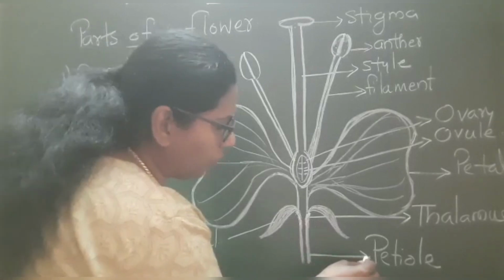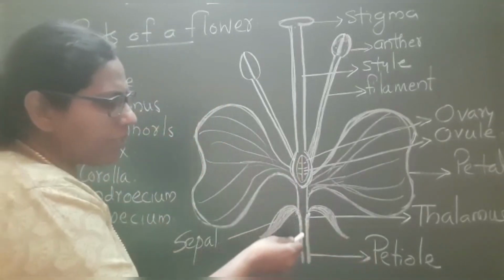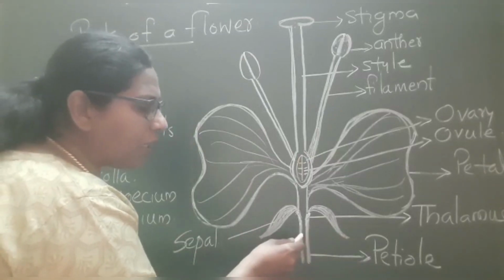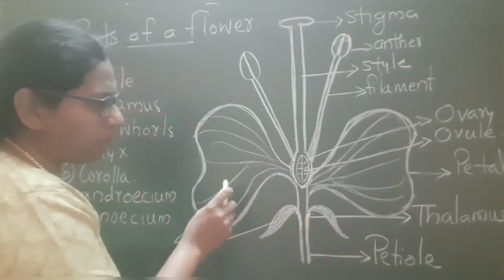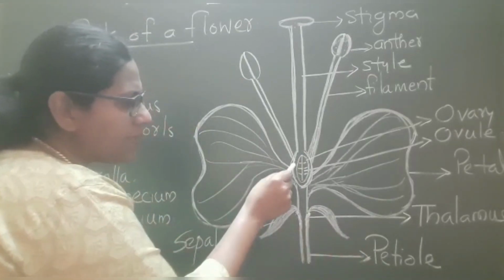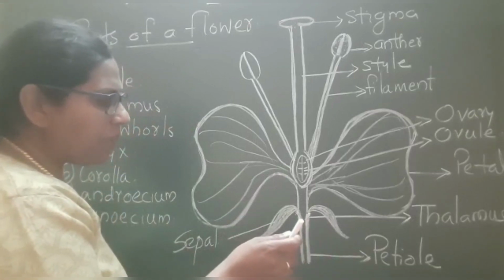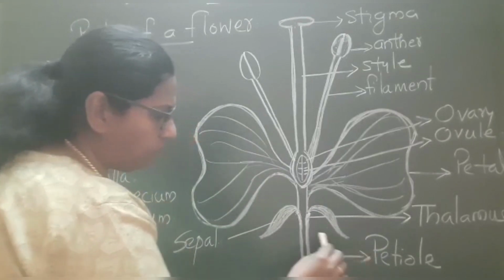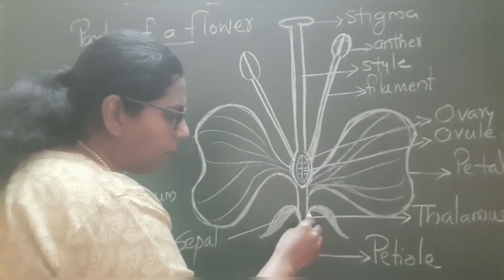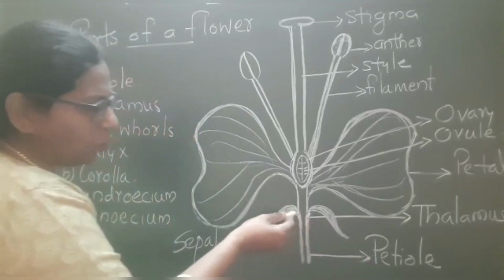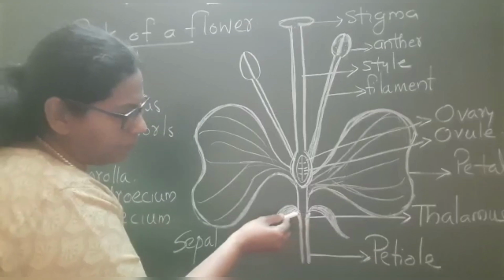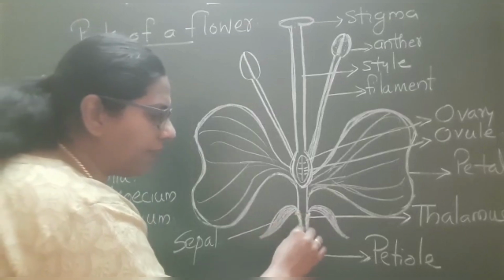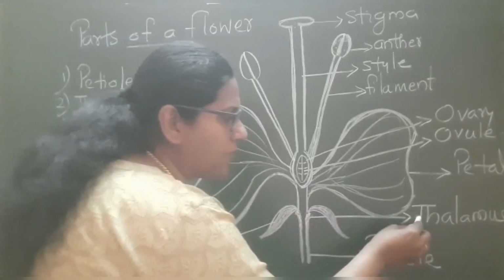This is called petiole. A flower is attached to the main stem of a plant by a stalk called petiole. Above the petiole, the tip of the petiole where the flower is attached, that part is slightly enlarged or swollen. This part is called thalamus.